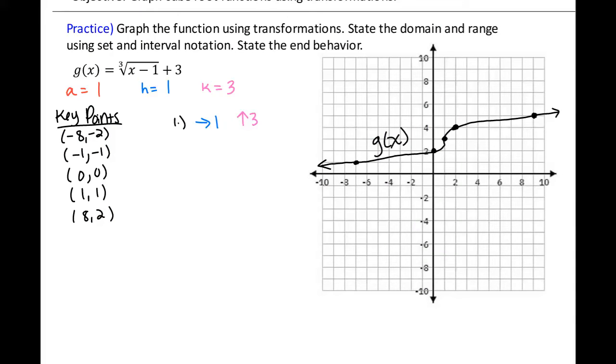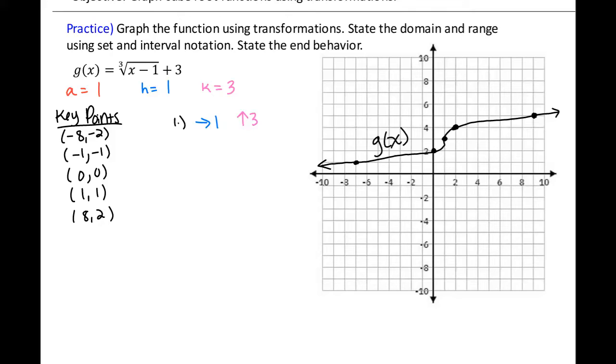Okay, so again, here's the solution for you to check. The A value is 1, so no stretch or compression. All you do is go to the right 1 time and then up 3. So from -8, -2, go right 1, up 1, 2, 3, and so forth. You do it to all 5 points, and you should end up up there. And don't forget to label the function g of x.